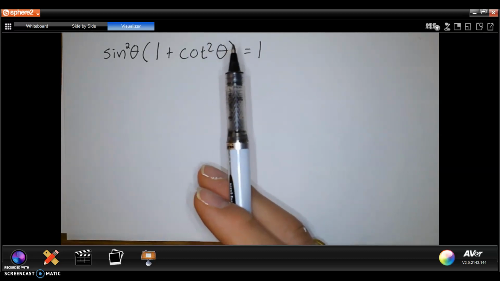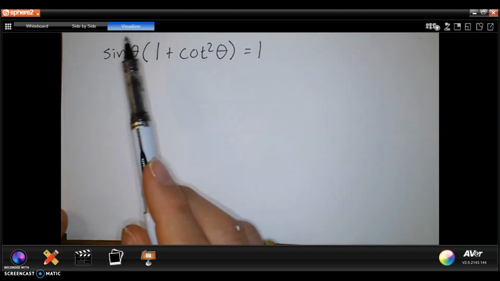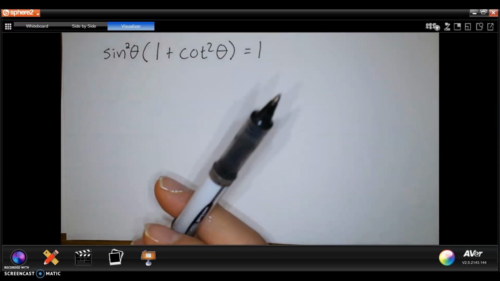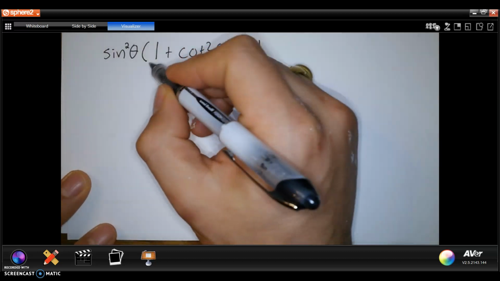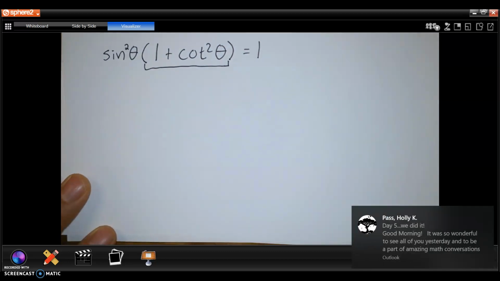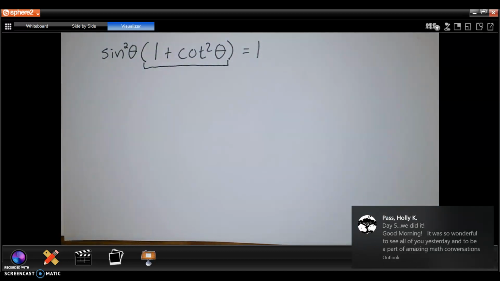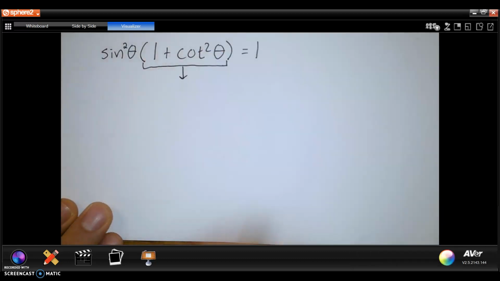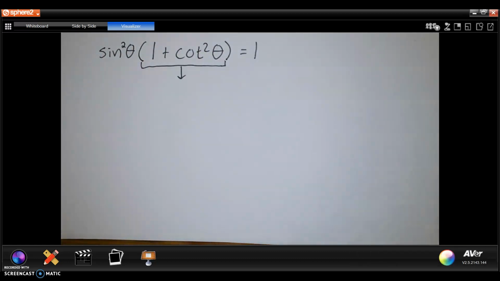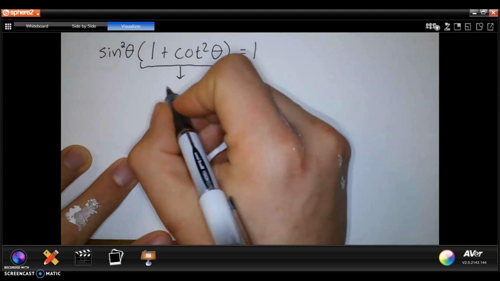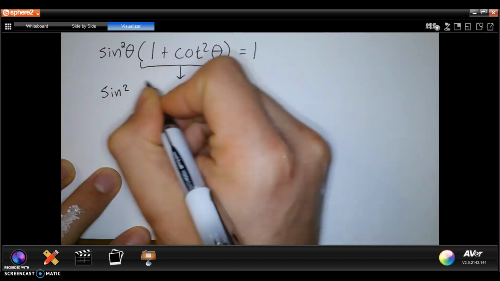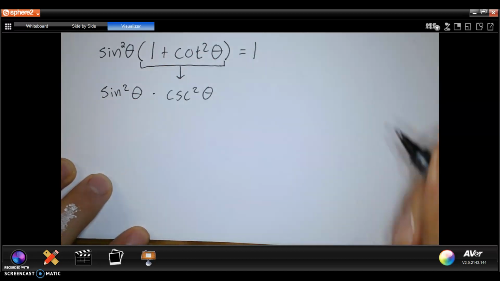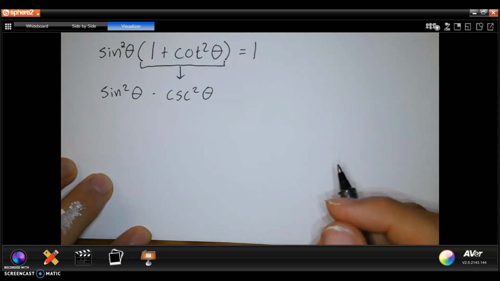We have an expression. I'm going to leave it there. Very rarely do I exchange a single monomial and want to get a binomial, to make it into two things. Really, that is not helpful most of the time. This, on the other hand, we see a quantity 1 plus cotangent squared theta. I think we can rewrite that. If we look at our sheet, 1 plus cotangent squared theta is cosecant squared theta. So we have sine squared theta times cosecant squared theta.